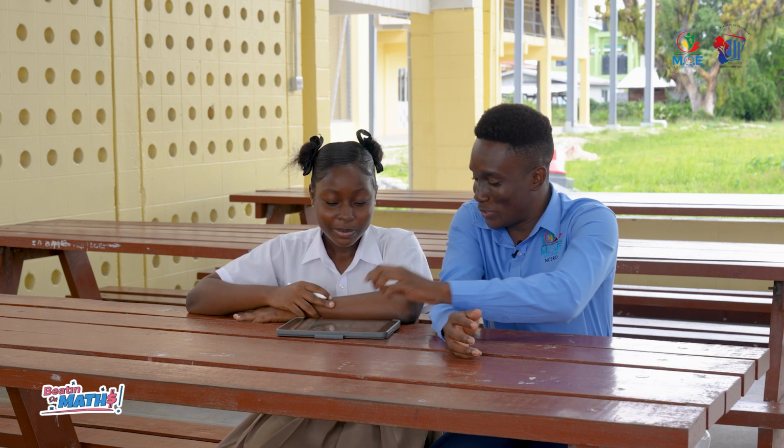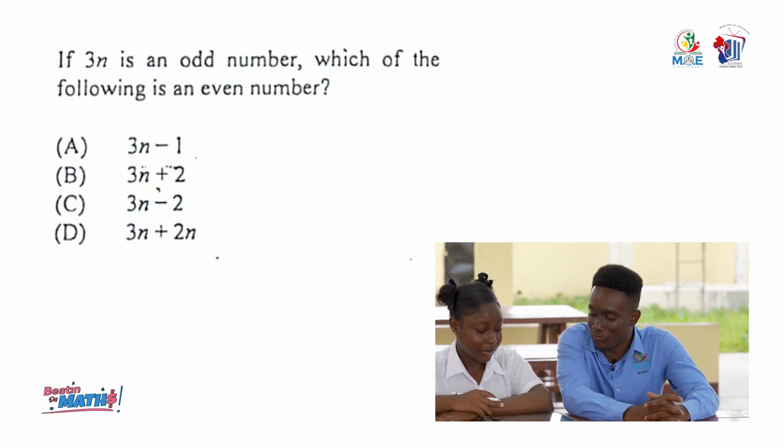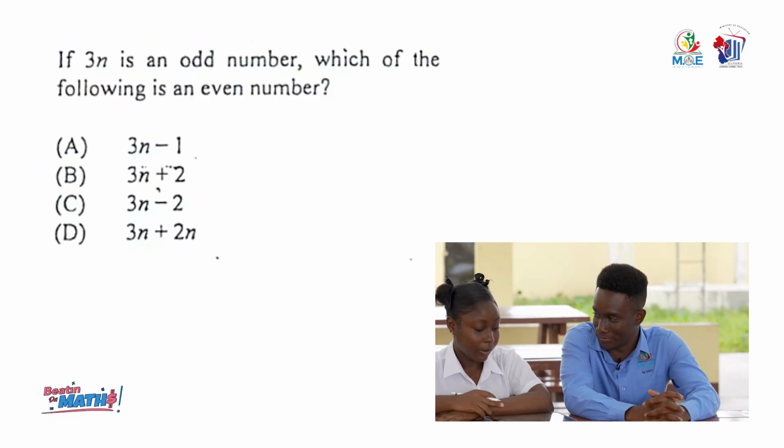So let's go. Your question says, if 3n is an odd number, which of the following is an even number?